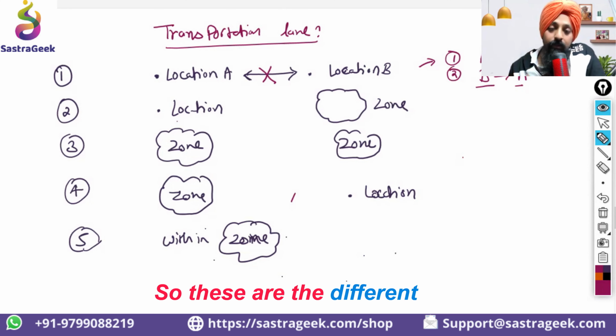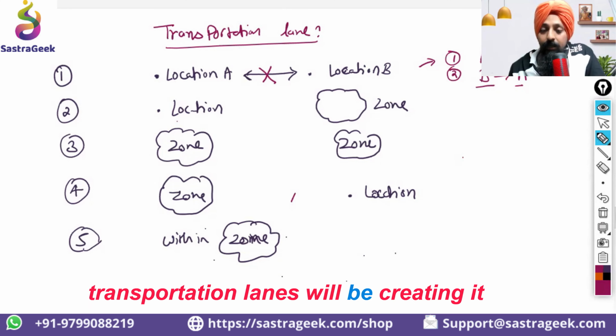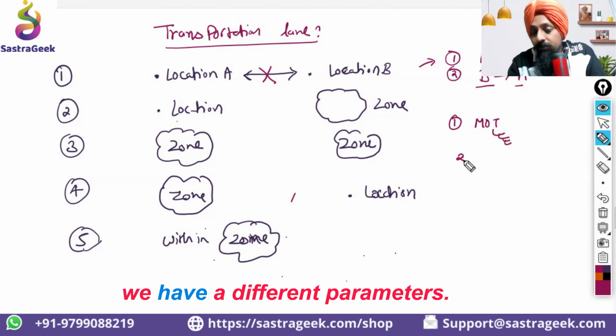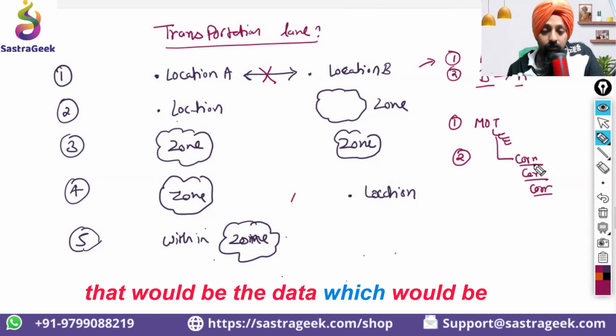So these are the different transportation lanes we'll be creating. And under each of the transportation lanes, two sets of data would be very important. First set of data, your means of transport. Under the means of transport, we have different parameters. Second, within the means of transport, who are the different carriers available. For one means of transport also, there can be different carriers which can be available. That also you need to maintain. Okay, that would be the data which would be going into the transportation lane.